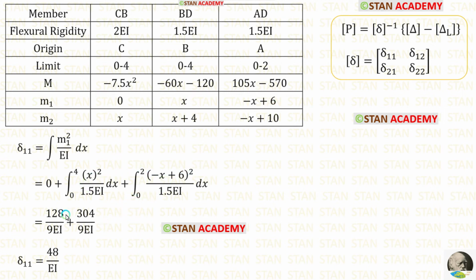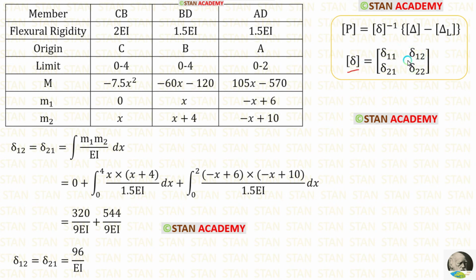After making integrations, we are getting this. Then after adding these two values, we are getting delta 1 1. In this matrix, now let us find delta 1 2 and delta 2 1, both of them having the same formula, integration of m1 m2 upon EI dx. In CB, for m1 we have 0, so no need to make the integration. In BD, let us apply the values of m1 and m2, and then in AD, let us apply the values of m1 and m2. Finally, for delta 1 2 and delta 2 1, we are getting 96 upon EI.